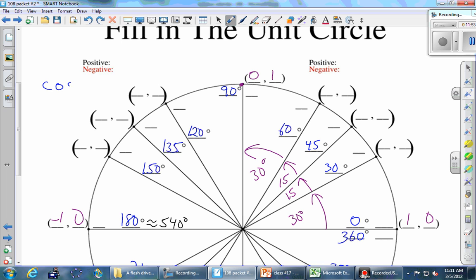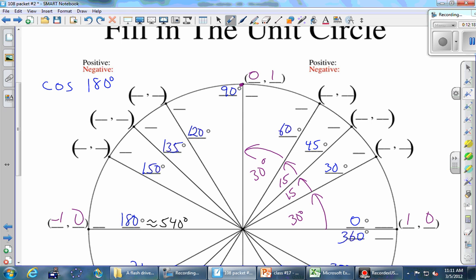What was the first one? Cosine of 180? We're asked for the cosine of 180 degrees. All right, the cosine is the most important thing for today. Cosine is x. Sine is y. That's the most important thing. Can you guys say it with me? Cosine is x. Sine is y.